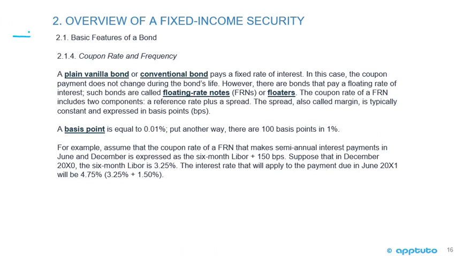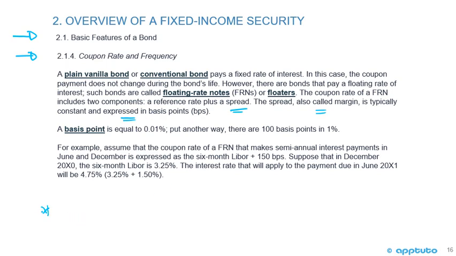So continuing with our basic features of a bond, now we're going to look at coupon rate and frequency. A plain vanilla bond or conventional bond pays a fixed rate of interest. In this case, the coupon payment does not change during the bond's life. However, there are bonds that pay a floating rate of interest. Such bonds are called floating rate notes, FRNs, or floaters. The coupon rate of an FRN includes two components, a reference rate plus a spread. The spread, also called the margin, is typically constant and expressed in basis points.